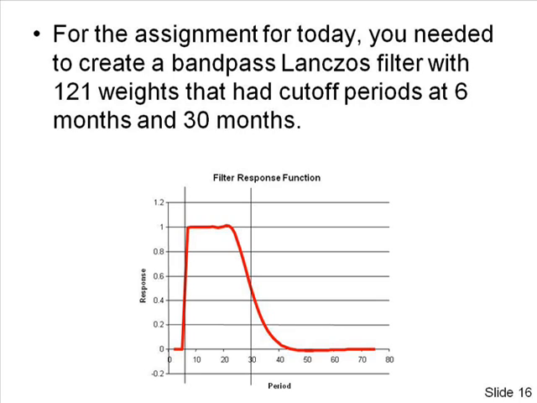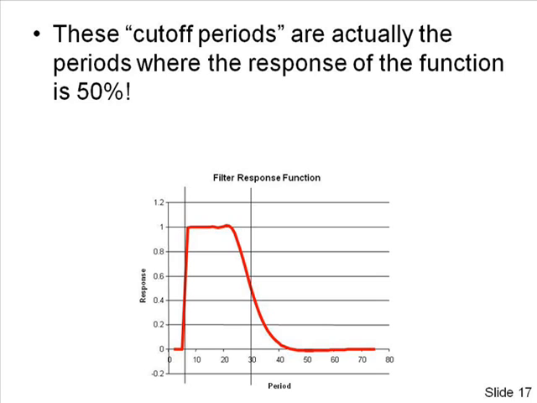It looked beautiful. It had certain properties. It did a good job of removing higher frequency and low frequency stuff. And here's what its filter response function looks like. Now, if we actually could map where our high and low frequency cutoffs are, you would see that they're right there at 6 months and at 30 months. And these cutoff periods turn out to be where the frequency response function hits 0.5 or 50%. Ideally, it would be a square function, jumping directly from 0 to 1, but in fact, that's just where it crosses 0.5.